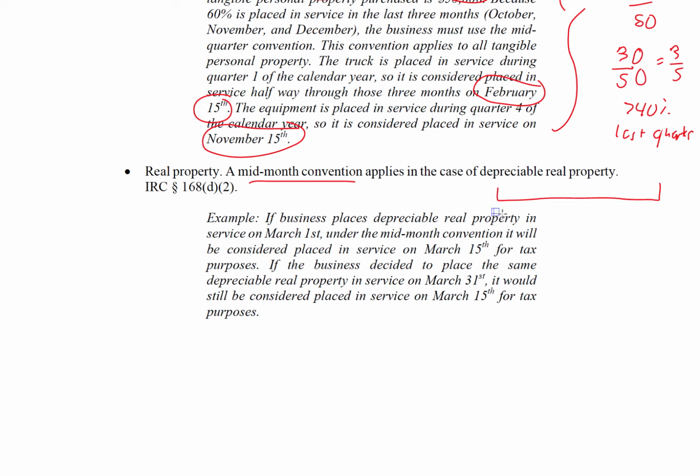3/1 to 3/31. Regardless, if you purchase real property in your business or investment activity during this period of time, you're going to be deemed to place it in service for tax purposes, if it's real property, on March 15th. Regardless, and that's what my example shows. That's the idea, with respect to real property, it's always considered halfway through that month, just so you know.